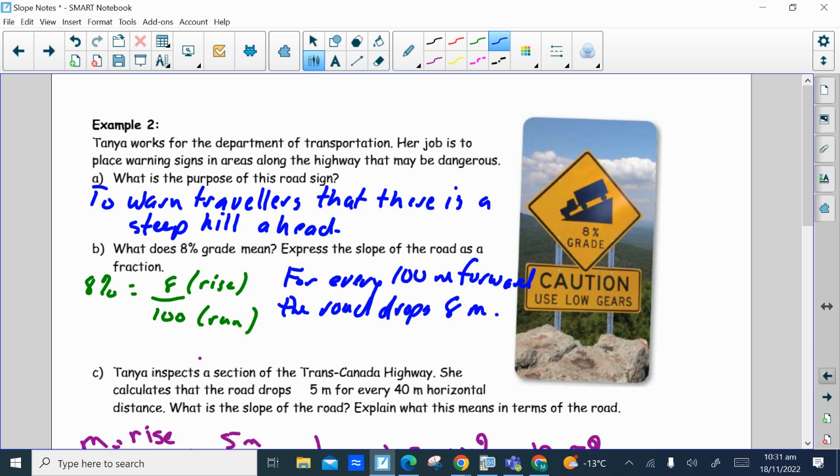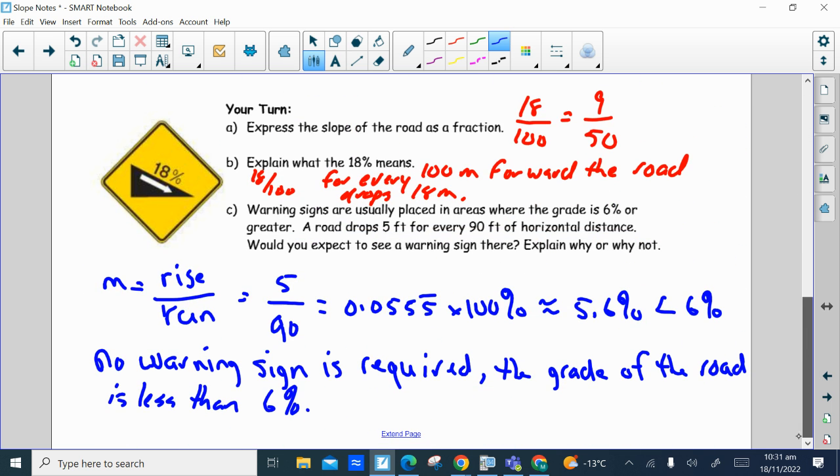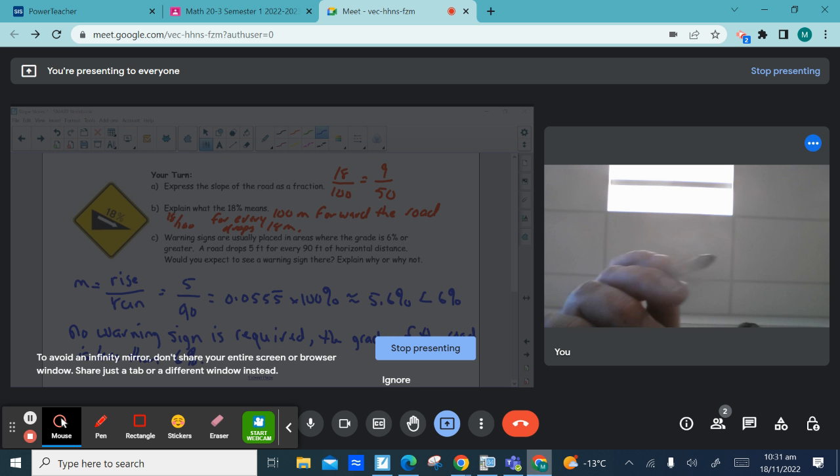Okay, so that's it for this lesson. So again, Monday we'll finish off this chapter. Tuesday we'll do some review together, plus you'll have a review assignment to work on for marks. Wednesday will be your test on slope. The assignment that I'm going to hand out right now will be due for marks. So you've got to hand it in because it's counting for marks.